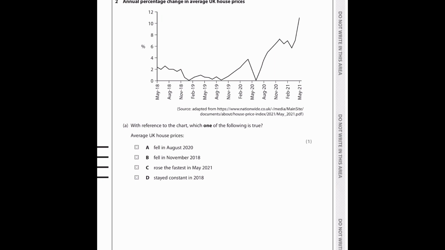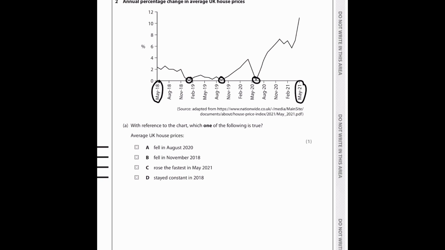Moving on. Annual percentage change in average UK house prices. So here we have a graph. The graph goes from May 2018 to May 2021, and we can see that each year, the percentage increase is basically positive, apart from around here, and here it's still positive but very low. So house prices are rising each year.